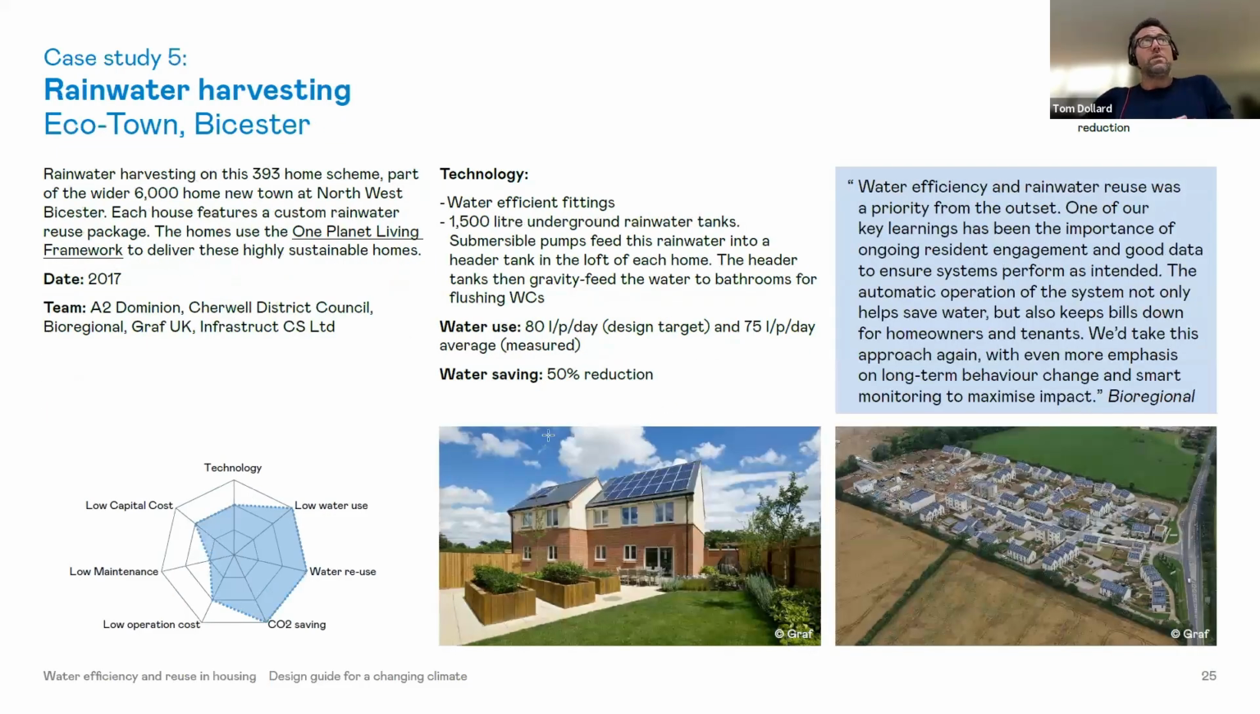The fifth case study, Bicester Ecotown. Again, that's known by lots of different names, but I'm sure everybody knows the big development in Northwest Bicester. This phase, sustainability led by Bioregional, and again using monitored data, so able to show actually it exceeded their design target. And again, it's quite a simple rainwater harvesting system, individual tanks, submersible pumps, and feeding into bathrooms for flushing WC. So just the WC link there.